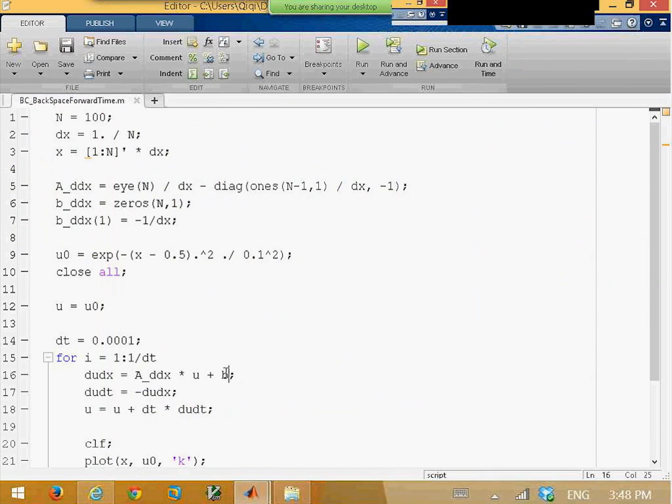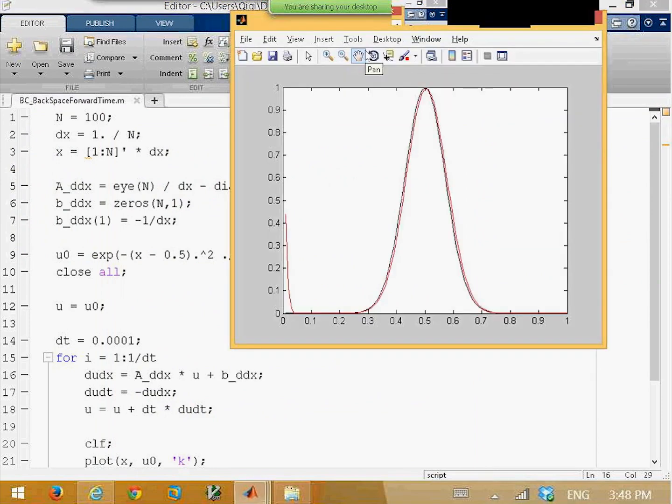Undefined functional variable b, so it's b ddx. All right, I'm gonna run it. So we have a boundary condition of b equal to 1 over here. As you see, this is the behavior of the differential equation with the boundary condition.